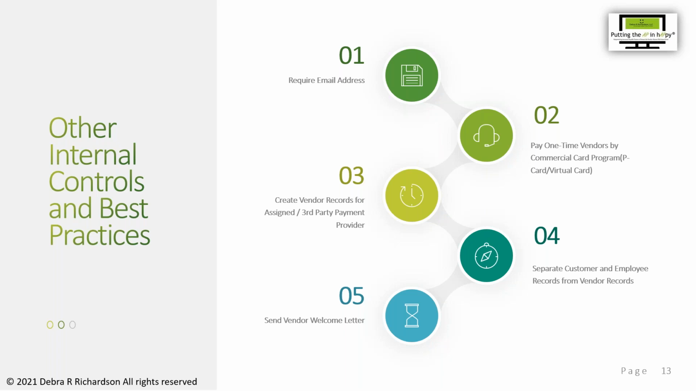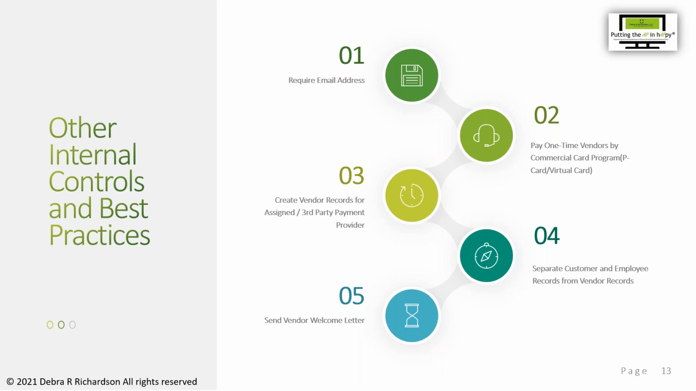Now, the next control is to pay one-time vendors by your commercial card program, whether that's with a P card or with a virtual card. Not all vendors or payment types can be paid by your commercial card program, but where possible, you may even be able to avoid setting up a vendor record at all. And in addition, commercial card programs can carry increased fraud protection.